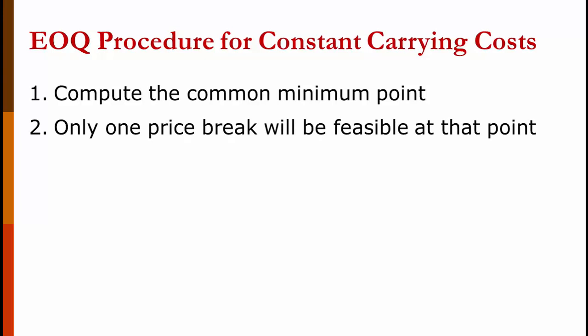What do we mean by feasible? So if the price breaks are 0 to 50, 50 to 200, and 200 or above, if my order quantity is 75, then it's only feasible in that second category. In other words, I have to order more than Q to get into the third category.